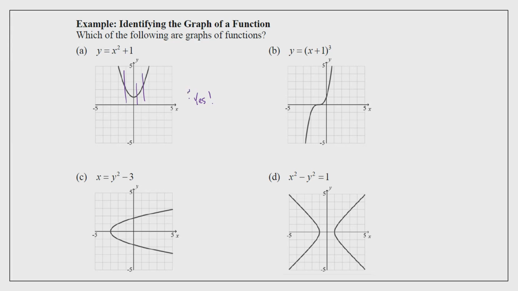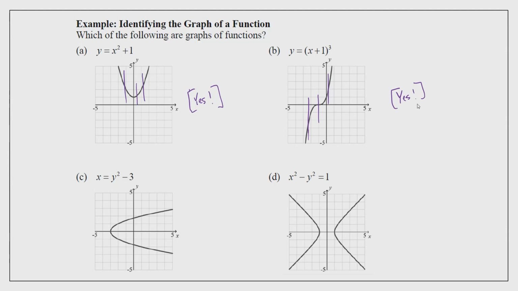All right, B. We have the graph of the quantity x plus 1 cubed. So let's draw some vertical lines. Let's try and find vertical lines that touch the graph at more than one point. I'm unable to find those vertical lines. Therefore, this is also a function.